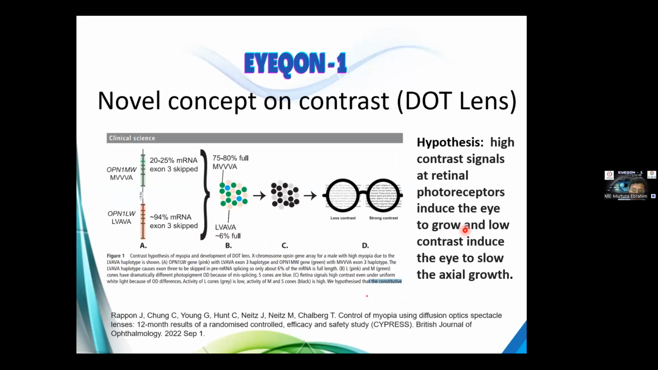Now I'm just moving on, in between. I have not spoken about care, but that will be covered in the upcoming presentation. I would want to just highlight this novel concept. I call it a novel concept because it works on a different principle altogether. The hypothesis here is that a high contrast signal at the retinal photoreceptors induces the eye to grow. So high contrast will induce the eye to grow, and a low contrast signal will signal the eye to slow the growth. So high contrast and low contrast sequence is taken, and the lenses are designed in a way wherein the contrast is lesser in the treatment zone.